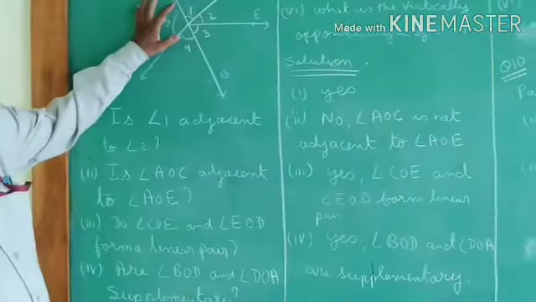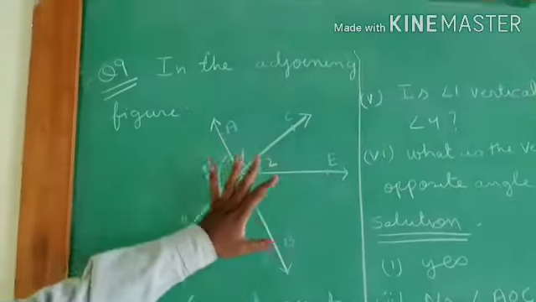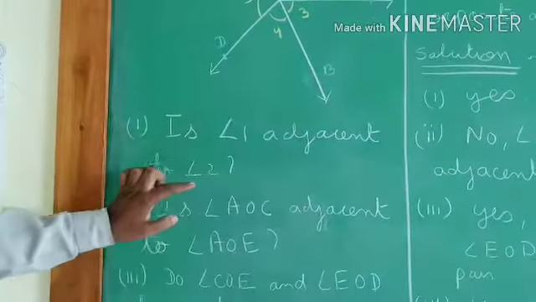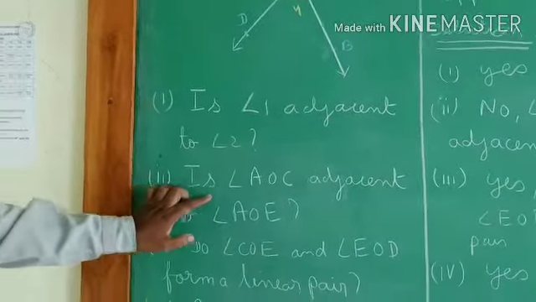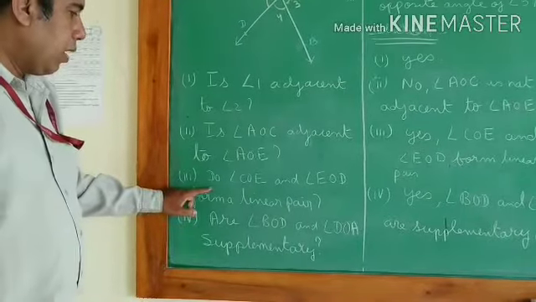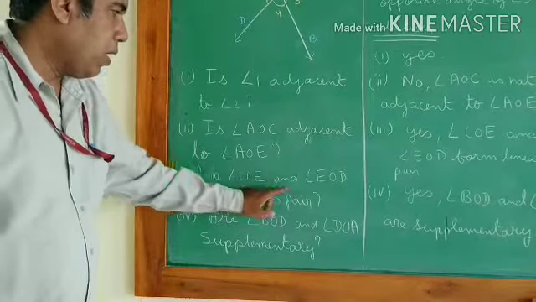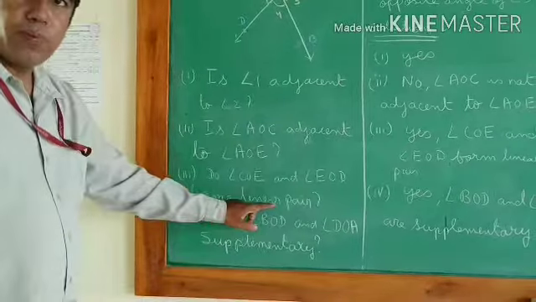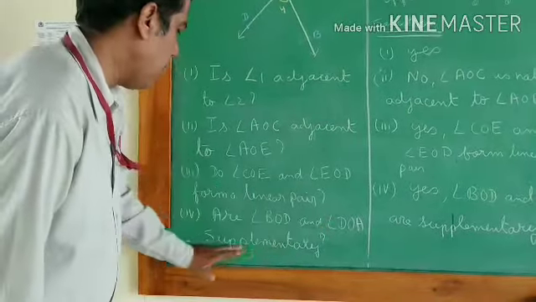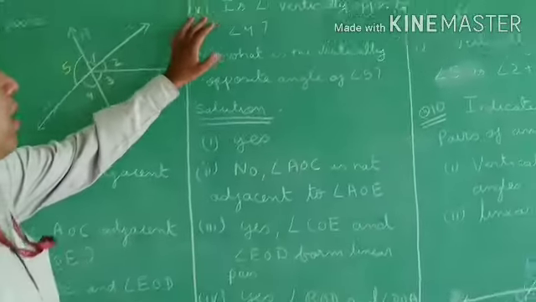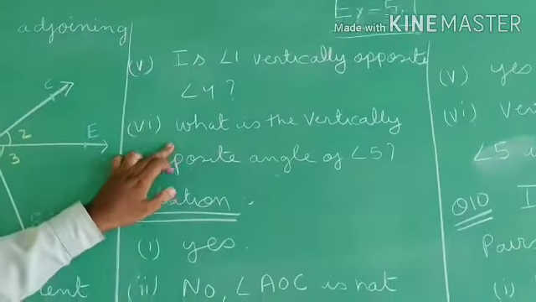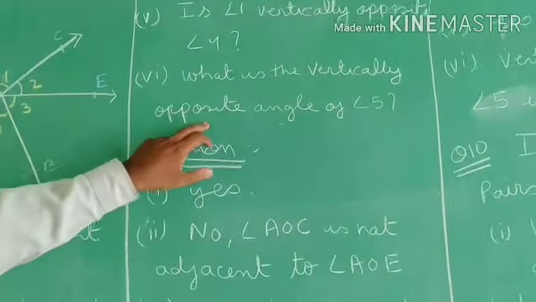Here you can see the diagram given. Now what is the question asked here? Is angle 1 adjacent to angle 2? Second, is angle AOC adjacent to angle AOE? Third, do angle COE and EOD form a linear pair? Fourth, are angle BOD and angle DOA supplementary? Fifth, is angle 1 vertically opposite to angle 4? Sixth part, what is the vertically opposite angle of angle 5?